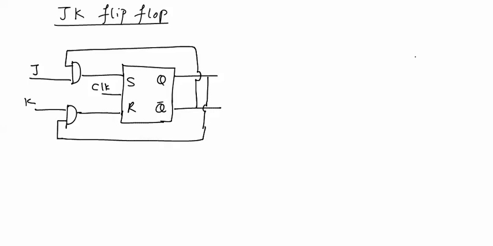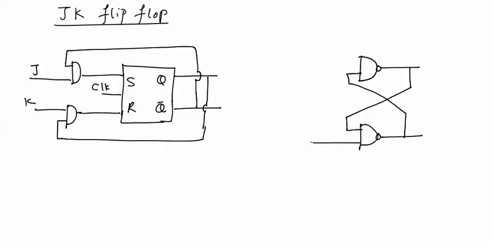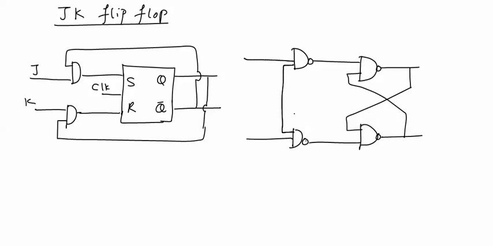Now using NAND gate, we will design this JK flip-flop. This is SR flip-flop. And this SR flip-flop can be converted into JK flip-flop by taking just feedback connections. We will have to add here one AND gate, and this AND gate will be here S and R input of this flip-flop.